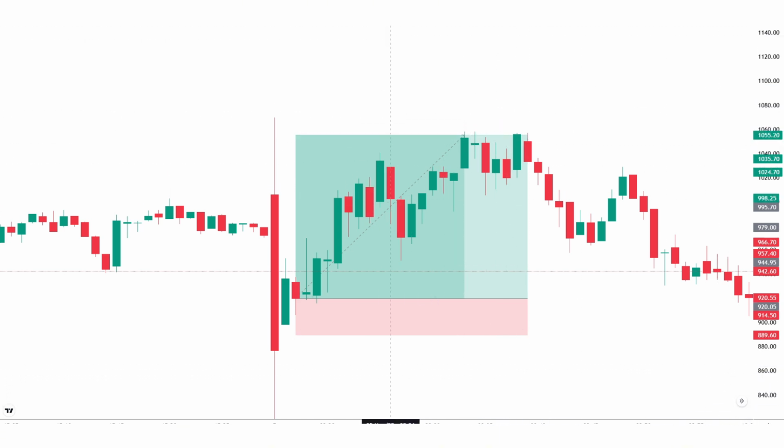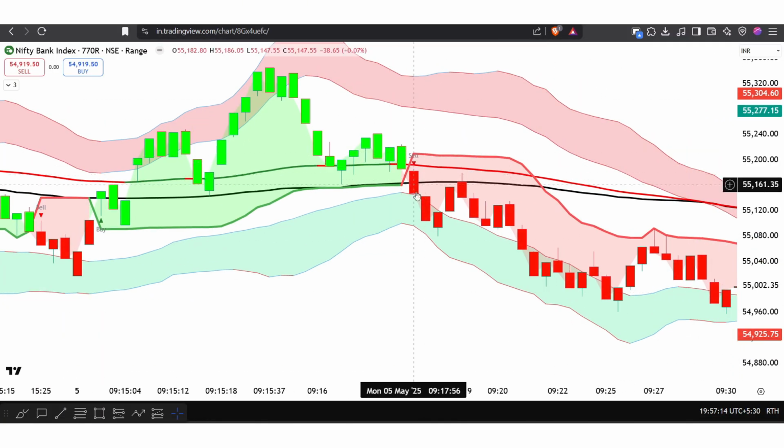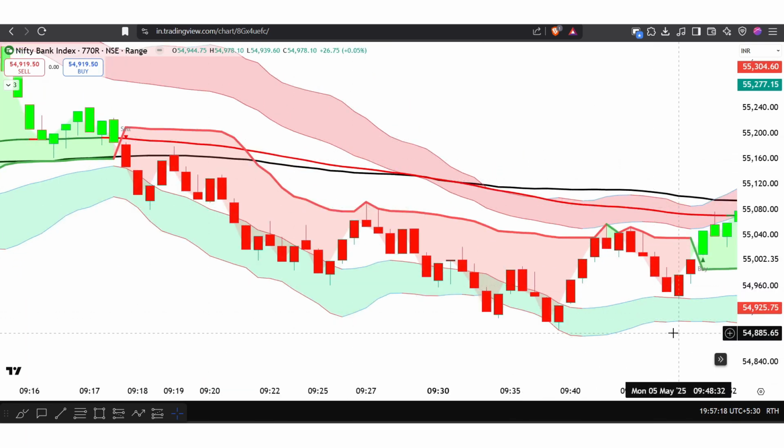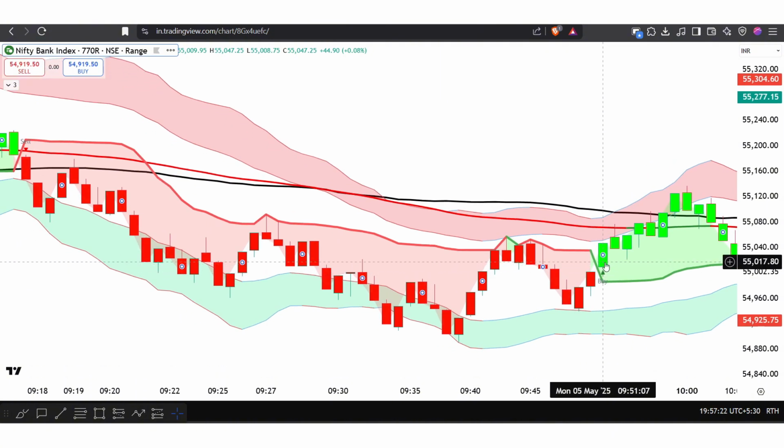So let's go back to our Echospike. As you can see, the first trade has given a very nice profit over here, right? A good move, definitely one of the best trades of the day. And next we have got a buy signal, which is coming at 9:51.